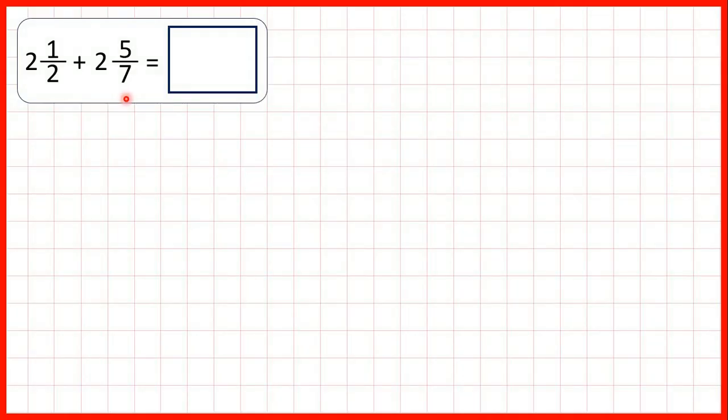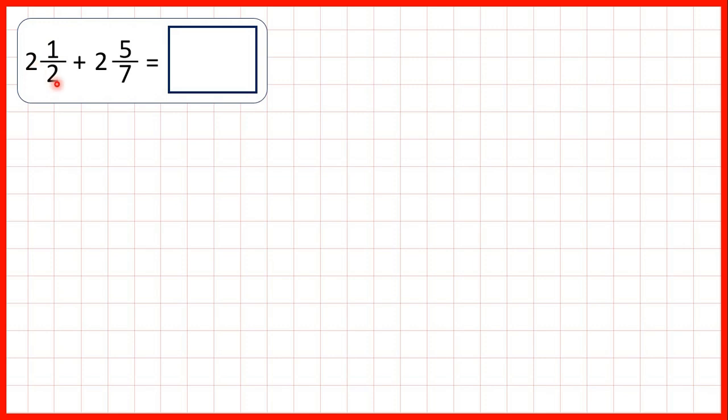So here we're still adding mixed numbers, but this time we're going to get our answer by first changing both of our mixed numbers into improper fractions. So first we have 2½ plus 2 5/7, and remember, we change a mixed number to an improper fraction by multiplying the whole number by the denominator and then adding the numerator.